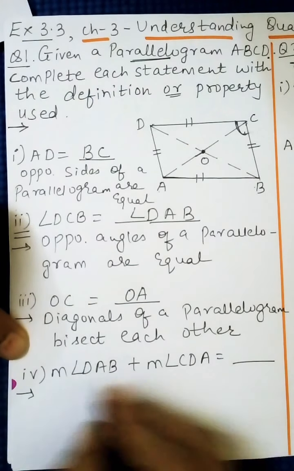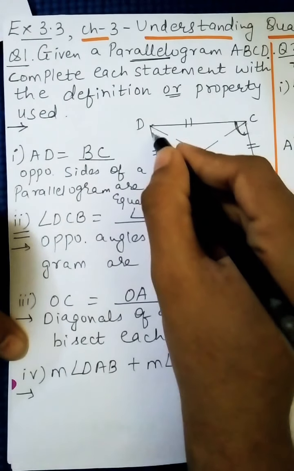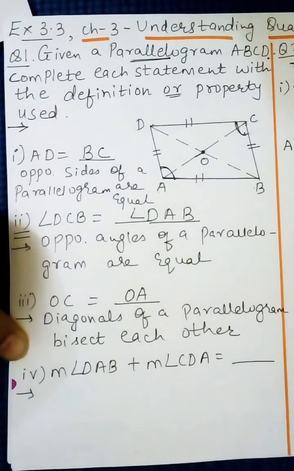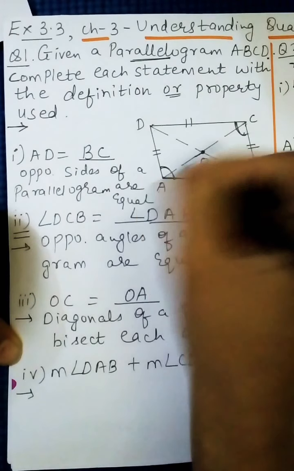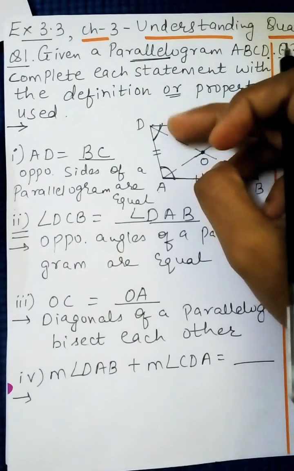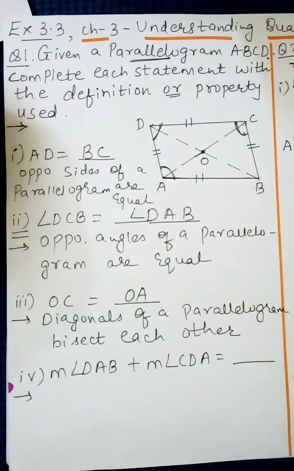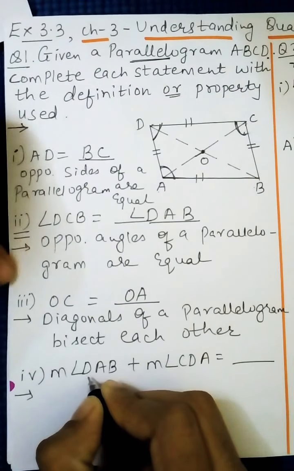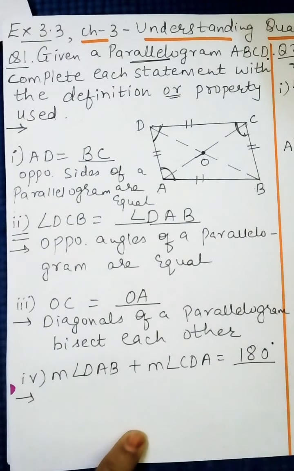Now the fourth one, the last one: measure angle DAB plus measure angle CDA. DAB means this angle, plus measure angle CDA, this angle. So angle A and angle D. What will be the total of angle A and angle D? They are adjacent angles. We just discussed the property that the total of adjacent angles is always equal to 180 degrees. So measure angle DAB plus measure angle CDA will be equal to 180 degrees.